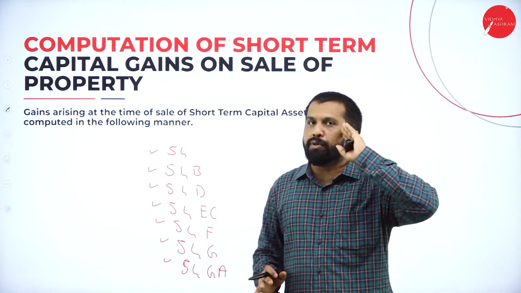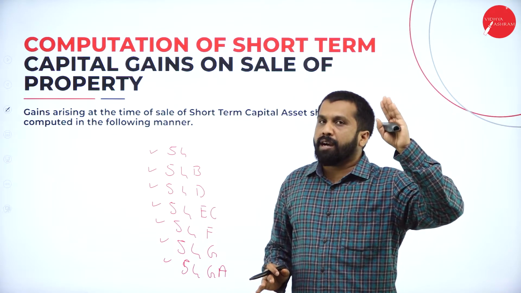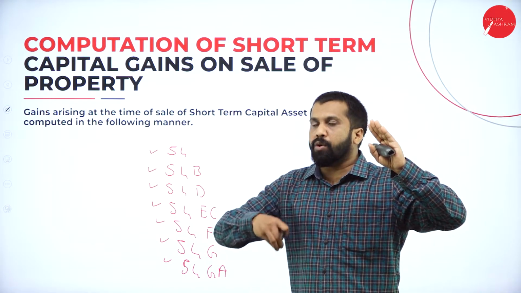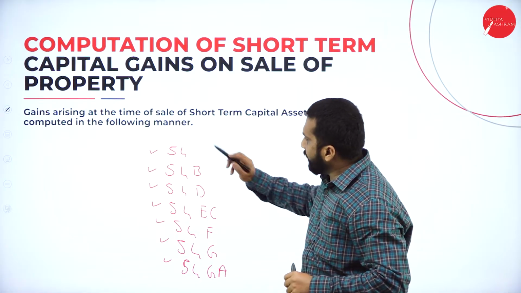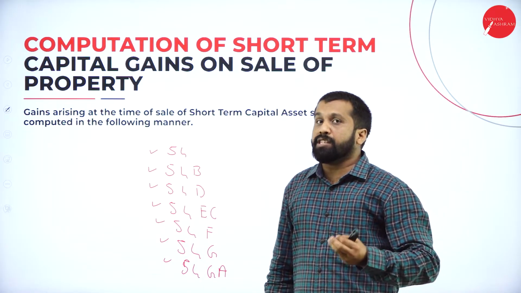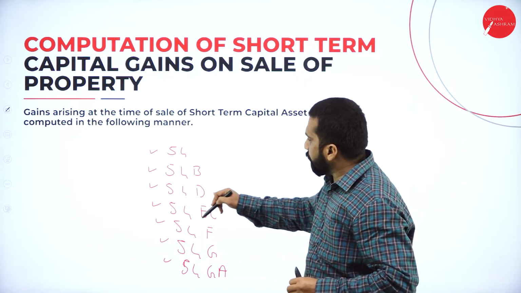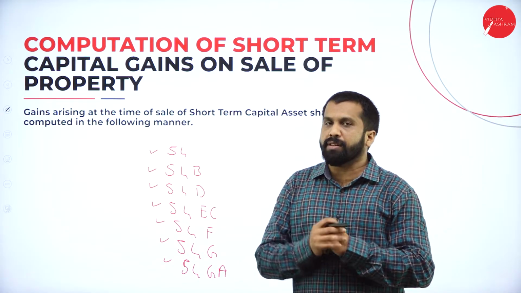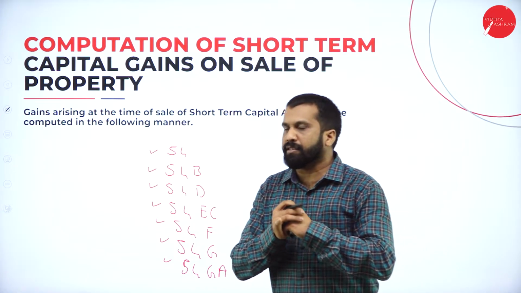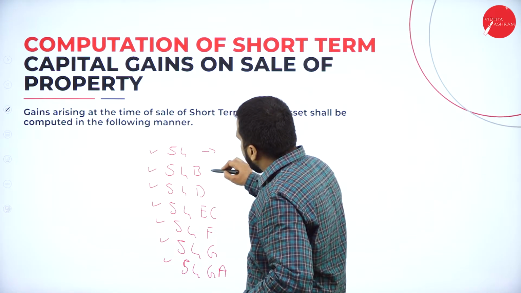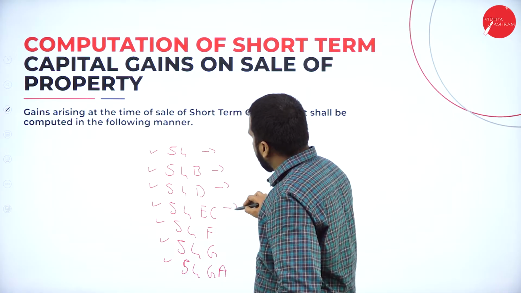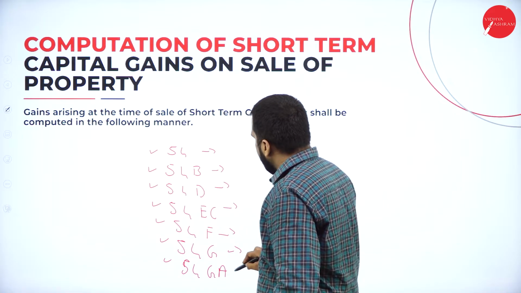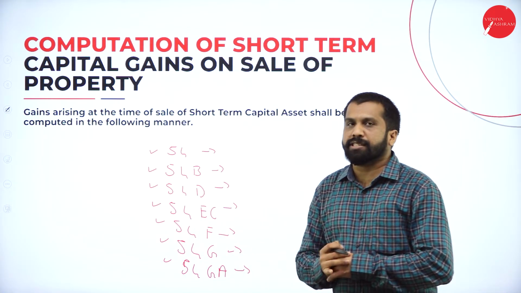What is 54? 54 talks about your own house, so residential house properties. What is 54B? What is 54D? What is EC? What is F? Just understand that, it will be easy for you further on. Now, 1, 2, 3, 4, 5, 6, total 7 sections are there.